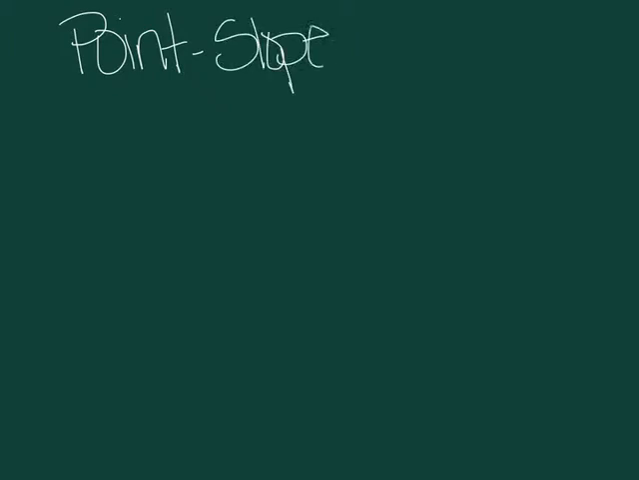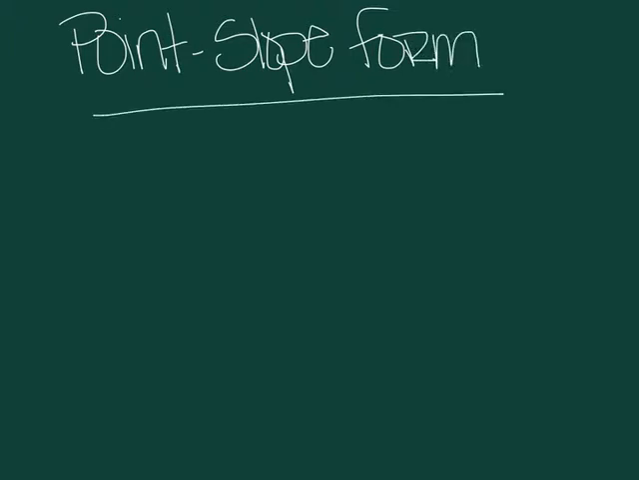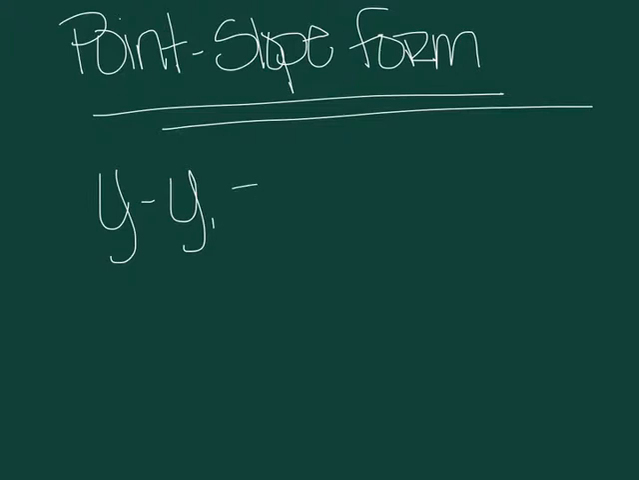Just like I promised you, today we have a chance to work on point slope form. Point slope form is the form y minus y1 equals m times the quantity x minus x1.